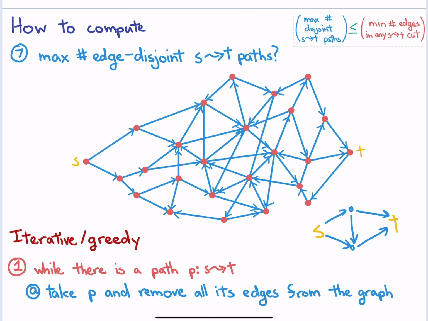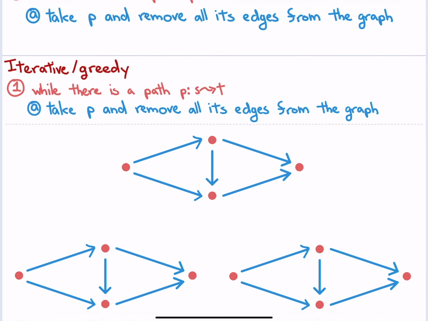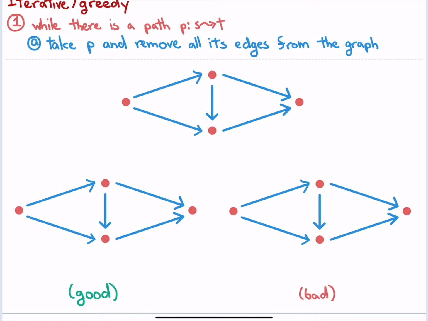Okay, so if you went all the way on top and all the way on the bottom, you get two different paths. But if you weren't careful and you took the middle edge, then that's no good, right? So that's what I had here. Okay, so the good solution would look like this. A bad solution would look like that, right?